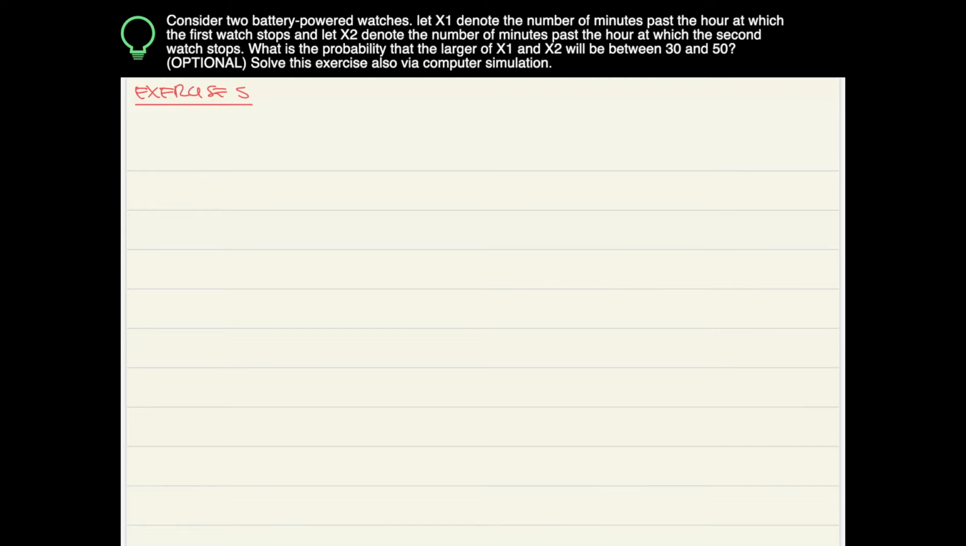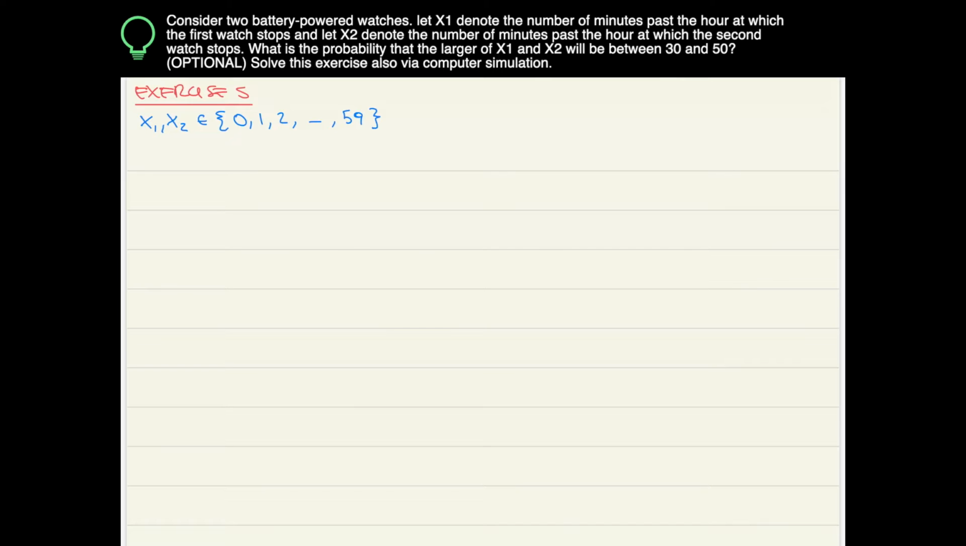Okay, so we have two random variables, x1, x2, that represent the minute past the hour at which each of these two watches stop. So these two numbers will be between 0, 1, 2 and 59, right? Because it can't be 60, it will be the next hour.